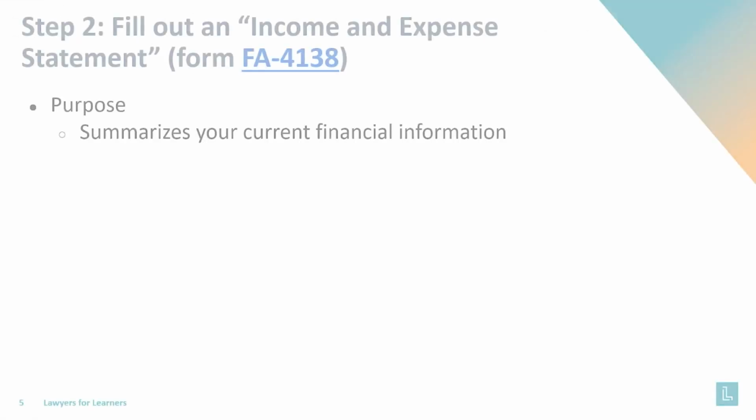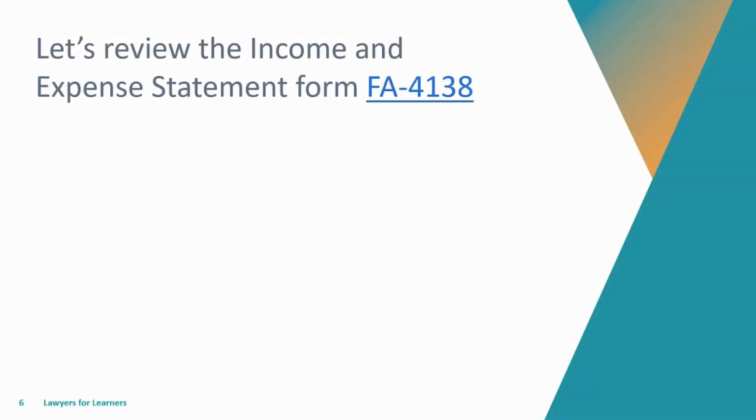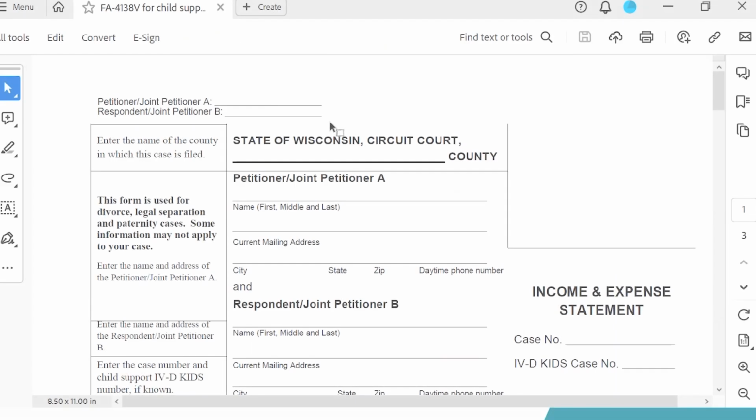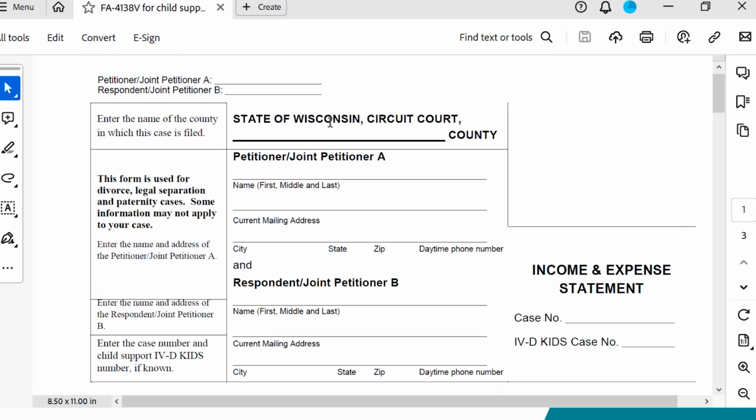Step number 2 is to fill out an income and expense statement. This is Form FA 4138. The purpose of this is to summarize your current financial information. Let's review the income and expense statement form, FA 4138. We are now looking at an income and expense statement. Again, fill out the petitioner and respondent boxes as well as your case numbers.